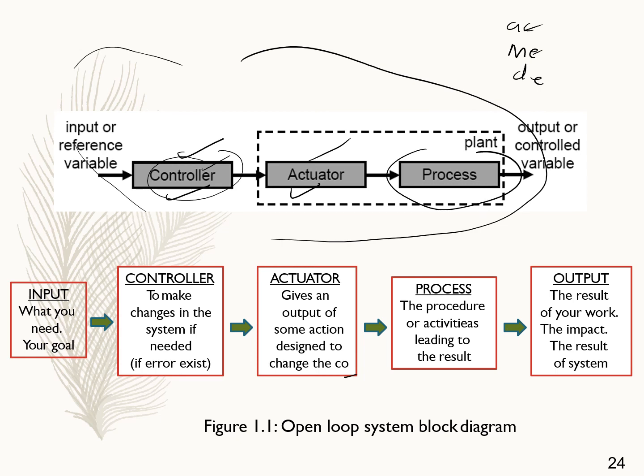So next, this is the process, the procedure or activity leading to a result. This process can be reaction, separation, heating and many more. And lastly here, output, the result of your work. The impact, the result of the system. Okay, basically our end product is the output. So input here is what you need, your goal. So input here is what we need.